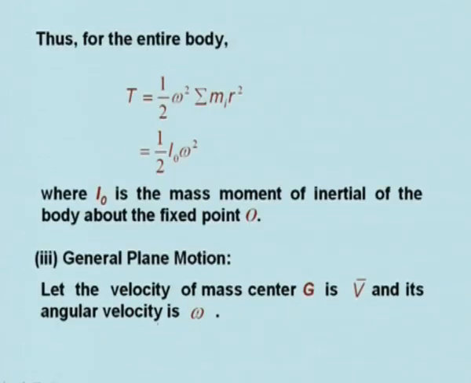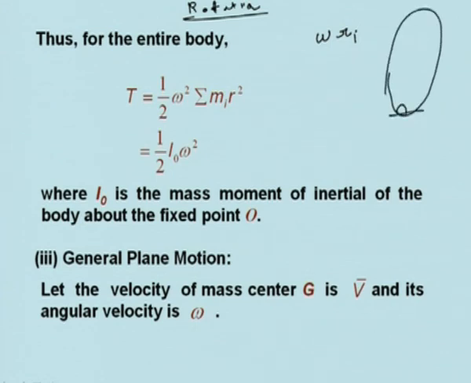Now, let us discuss the second case, that is rotation. The body may be rotating about an axis. In that case, for a particular particle, you have the velocity omega times Ri, where Ri is the distance from the fixed point. Suppose this is the body, and this body is rotating about this point. So, its velocity is omega times Ri, so velocity square is omega square Ri square.